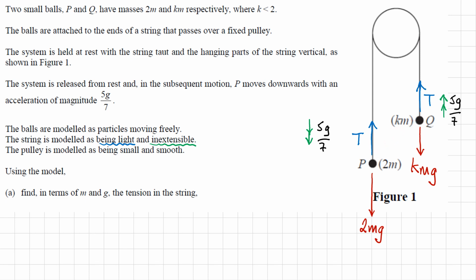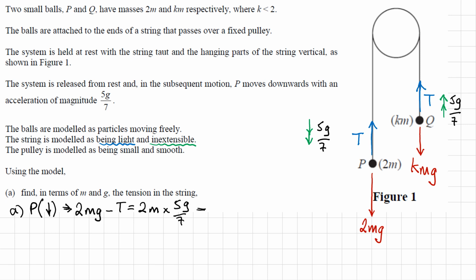Now, to find the tension in the string, I need to write an equation of motion either for P or Q. If I use Q to write my equation of motion, I'm going to have k in my working, and k is unknown. So it makes more sense to use particle P and write an equation of motion for particle P. I'm taking downwards as positive, and I start by looking at resultant forces. 2mg going down minus the tension, which goes up, is equal to ma. The mass is 2m and a is 5g/7.